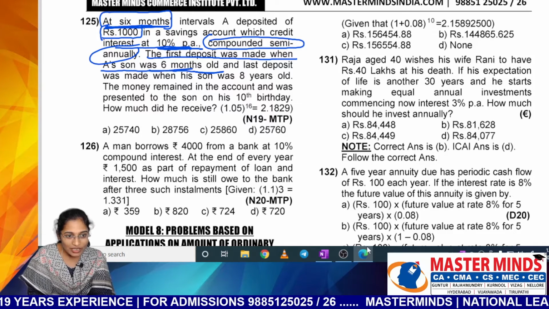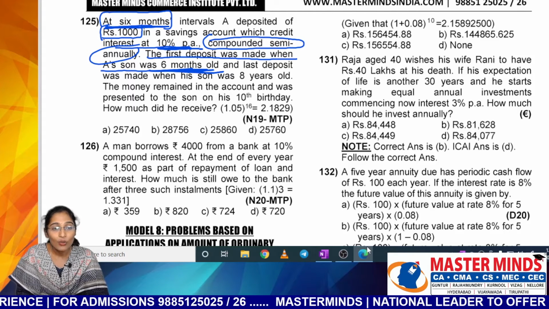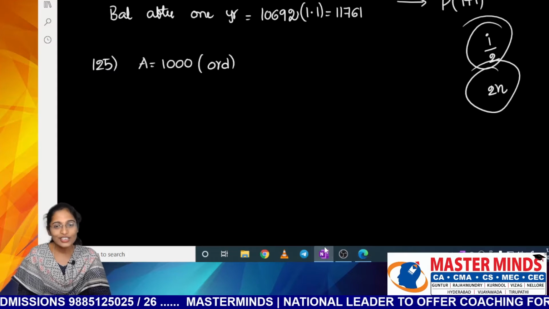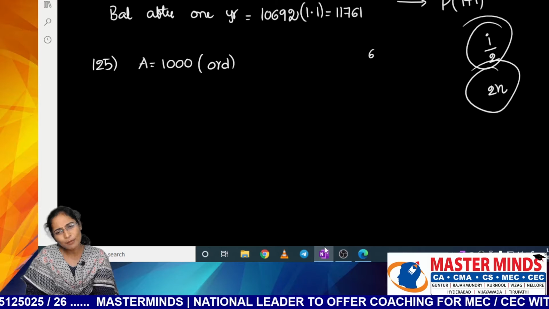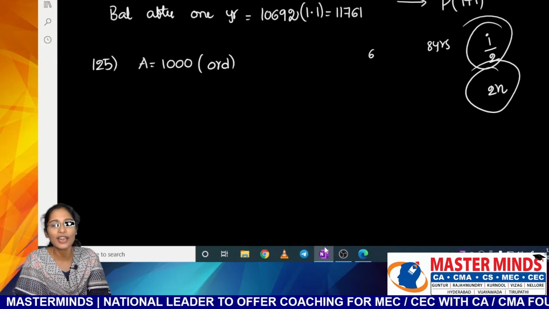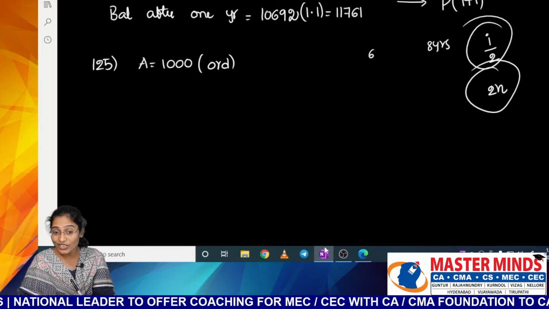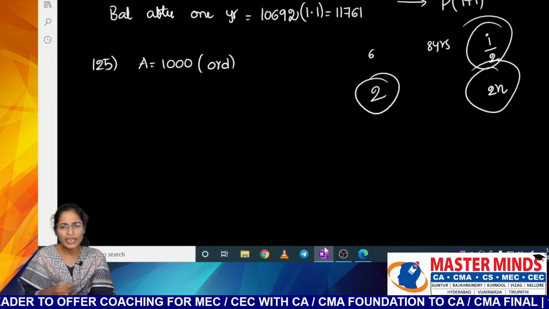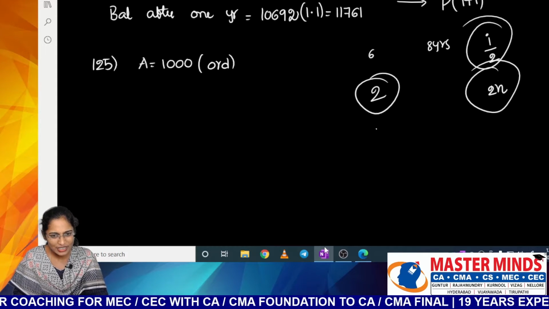So when was the first deposit made? 6 months old. And the last deposit was made when his son was how old? 8 years old, right? So when does the first deposit happen, guys? 6 months. Then the last deposit? 8 years. I just wanted to know how many deposits were made per year. The first deposit was at 6 months and the next deposit, since the gap is 6 months, is at 1 year, right? So for every 1 year he is making how many deposits, guys? 2 deposits.